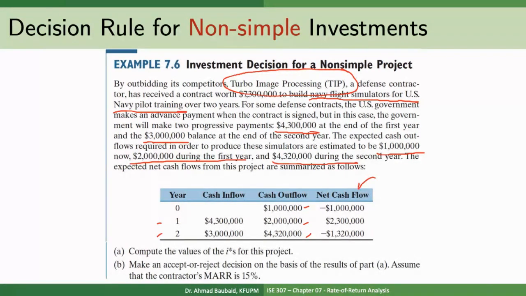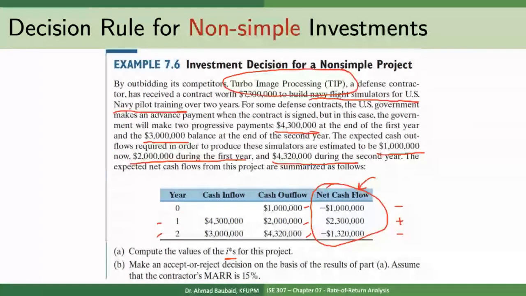And of course, we know that we can compute a net cash inflow just by subtracting the outflows from the inflows. The first thing you notice if you look at this net cash inflow is that this is non-simple, because we change from negative to positive back to negative. I'm asking you to compute the values of I stars, so to find basically the roots of the polynomial, and then also to accept or reject the decision on the basis of whatever you found in part A, assuming that the MAR is 15%.